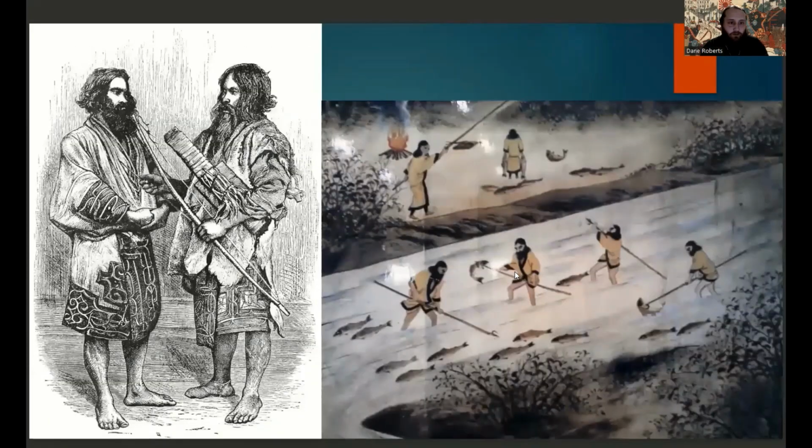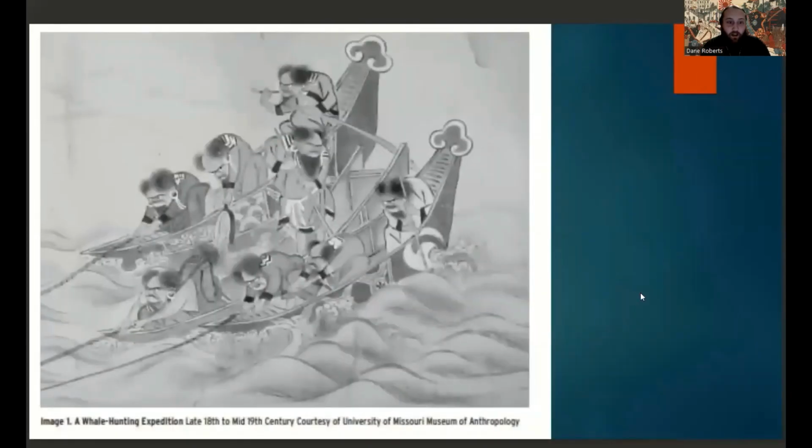And the Ainu were, rather than being agriculturalists like the Japanese, predominantly hunter-gatherers. They were very skilled hunters and very skilled fishermen. They also were very skilled whalers. They would go on whaling expeditions like you see here.